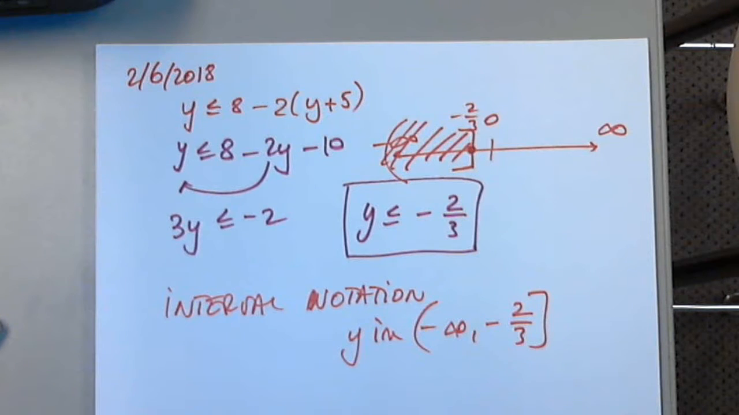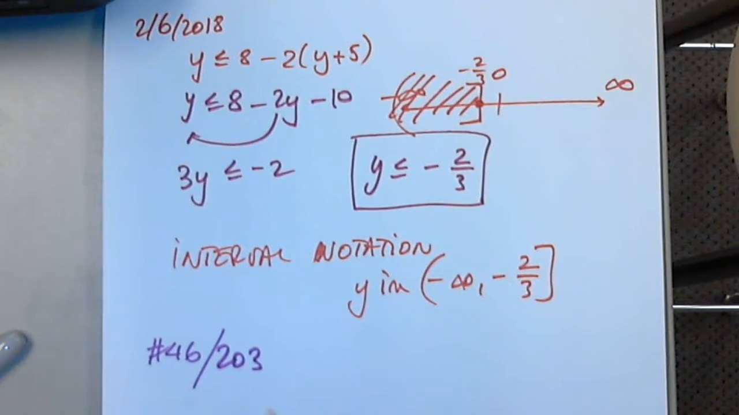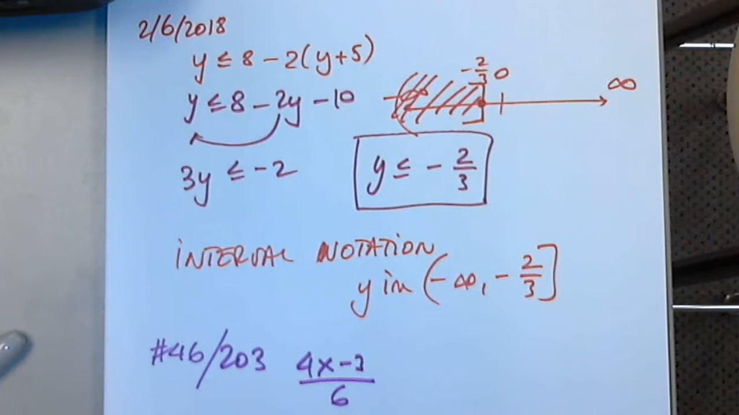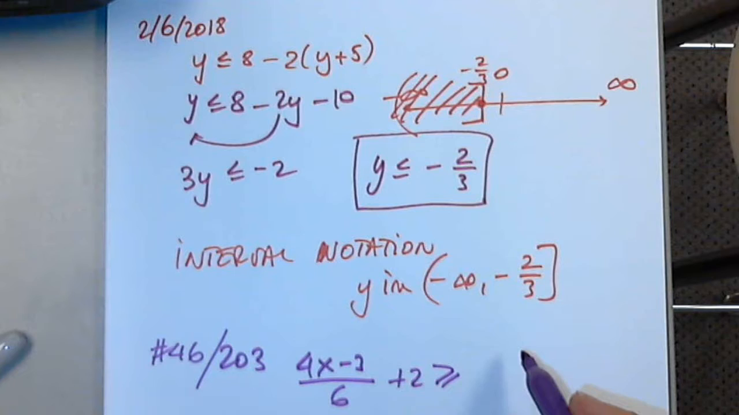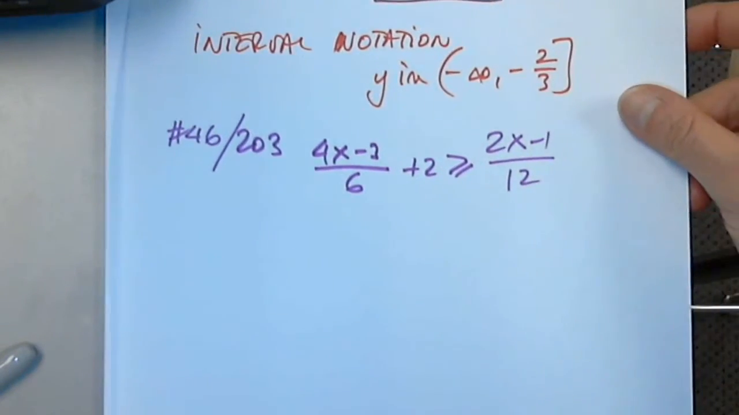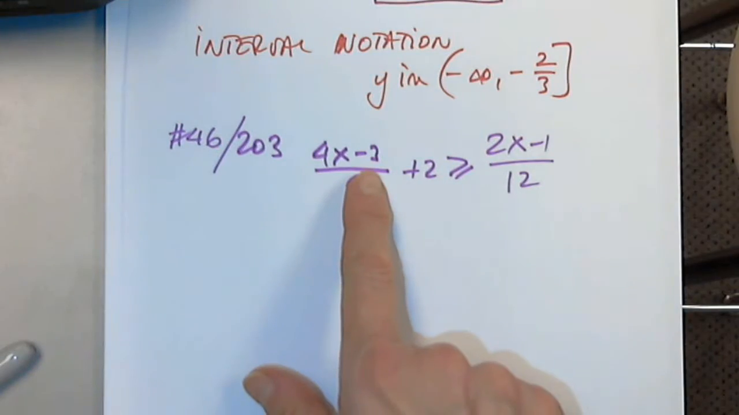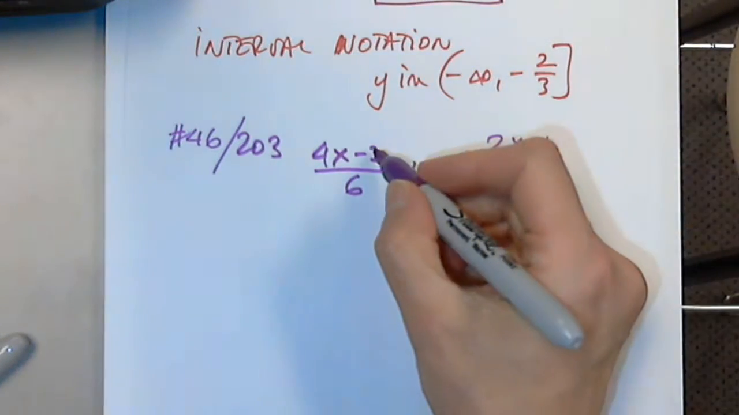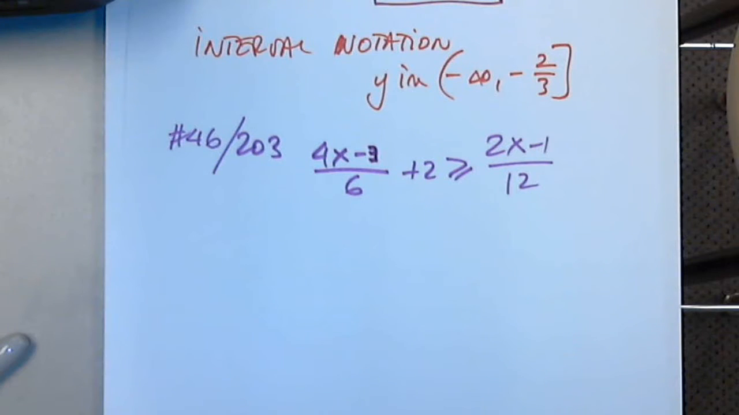I'm going to choose an inequality from your text now. Okay, let's say something with fractions. Number 46 on page 203. And we have (4x minus 3) divided by 6 plus 2 greater than or equal to (2x minus 1) over 12. You could say this looks difficult. That's 4x minus 2? Yeah, 4x minus 3. Sorry about that.